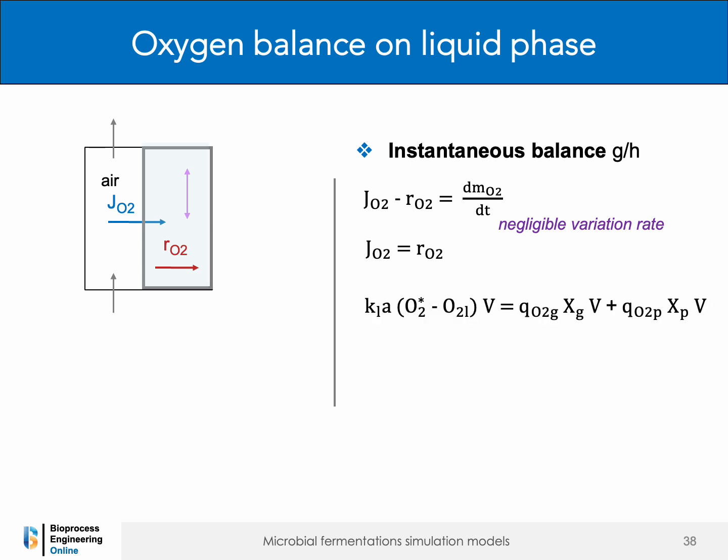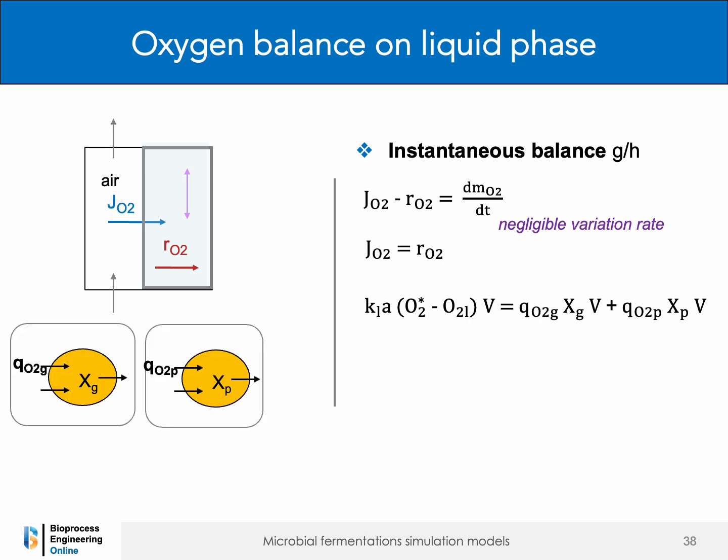The oxygen transfer rate, J_O2, is expressed by its kinetic law, K_L a (O2* minus O2_L) V. Introducing the specific oxygen consumption rate, Q_O2G, by the growing cells, and the specific oxygen consumption rate, Q_O2P, by the producing cells, the balance becomes K_L a (O2* minus O2_L) V equals Q_O2G x_G V plus Q_O2P x_P V. Reorganizing gives the relation for the dissolved oxygen concentration, O2_L equals O2* minus (Q_O2G x_G plus Q_O2P x_P) divided by K_L a.